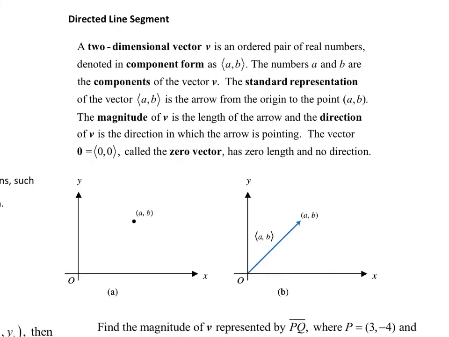Alright, a directed line segment. A two-dimensional vector V is an ordered pair of real numbers, denoted in its component form. Notice they're angle brackets, not the parentheses of ordered pairs, okay? The numbers A and B are the components of the vector V. The standard representation of a vector <A, B> is the arrow from the origin to the point (A, B), so right here.